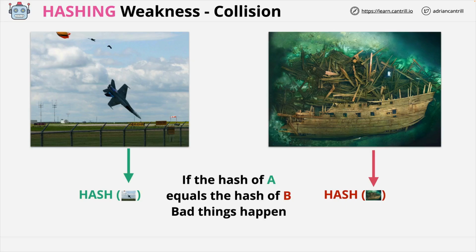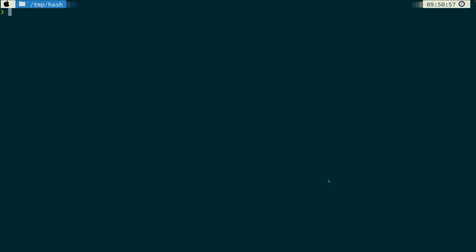Now I've attached some links to this video with the research project showing how we can create those collisions, but as a quick example I want to switch to my terminal and demonstrate how this works with these two images. So in this folder on my local machine, I have two images, plain.jpg and ship.jpg, and those represent the two images that you've just seen on your screen moments ago.